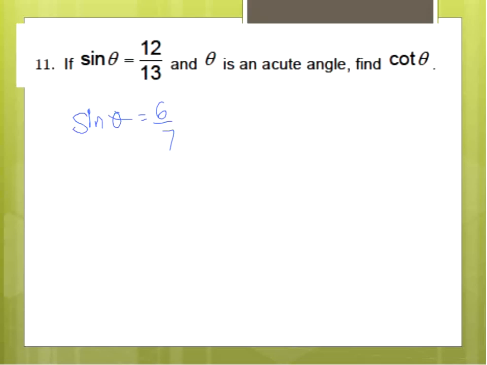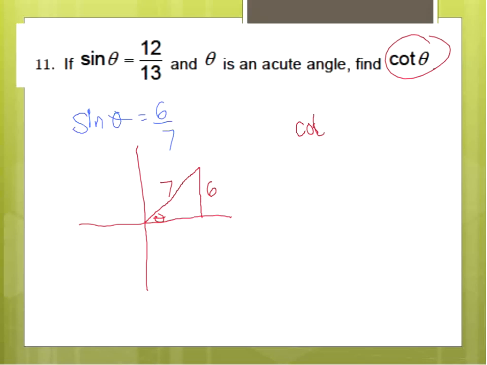It says if sine theta equals 6/7 and theta is acute, find cotangent theta. So the first thing we want to do is let's draw a picture. So it tells us that it's acute. So if here's my theta and it's telling me sine equals 6/7, sine is opposite over hypotenuse. So here's my opposite, here's my hypotenuse. It wants me to find cotangent. So cotangent is the same as 1 over tangent, which means adjacent over opposite. So I need to know my adjacent side right here.